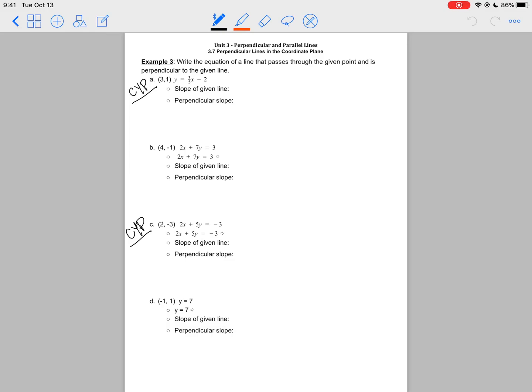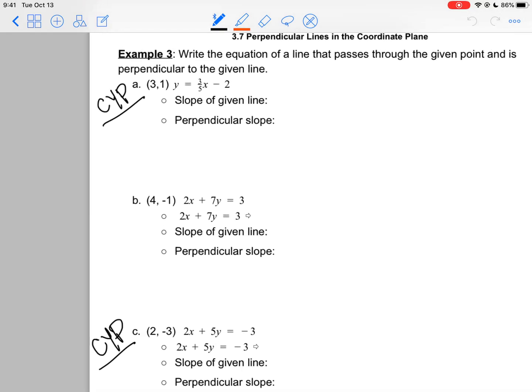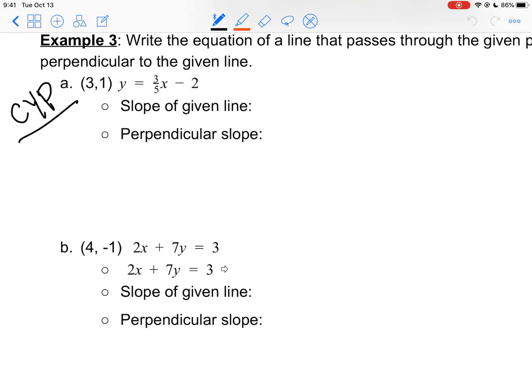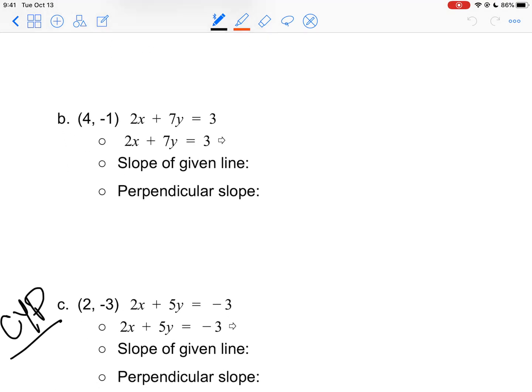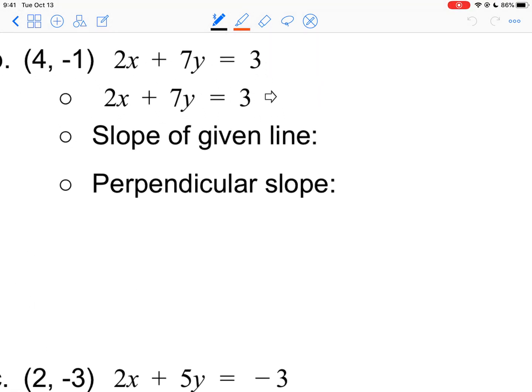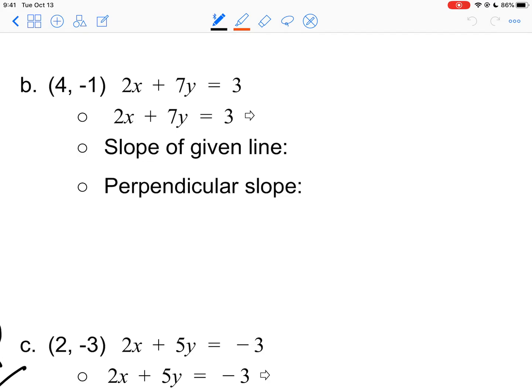So now we're going to start writing equations of perpendicular lines, and we're going to need to use that knowledge of opposite reciprocals in order to figure out what the slope will be. So example 3a here is a check your progress problem. So we're going to skip it, and we're going to look at 3b. So notice that this equation that was given to me is not solved for y. So I don't know what the slope of the original equation is yet. So to figure that out, I'm going to write this equation, and I'm going to solve it so that the y is by itself.